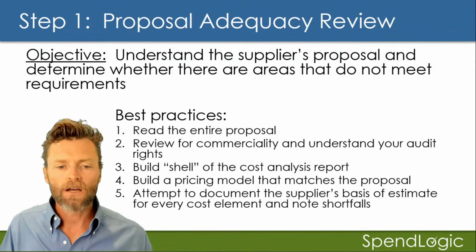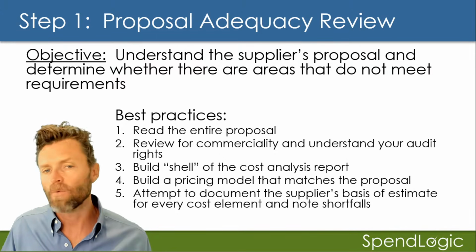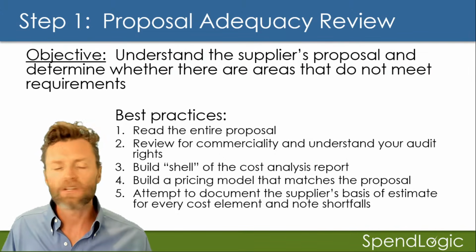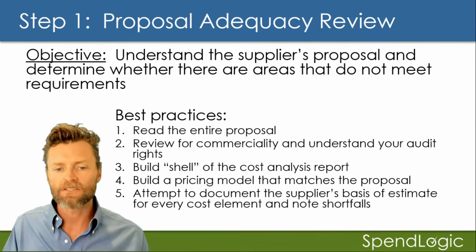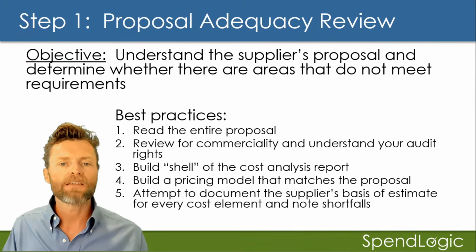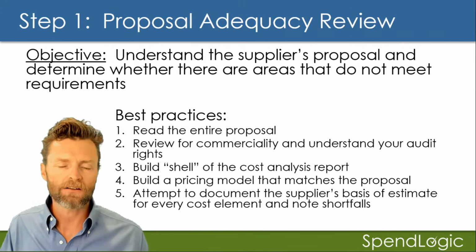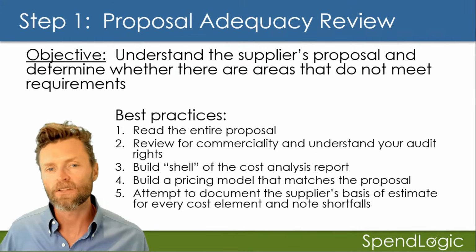So some of the best practices that we have, and I'll walk you through these: read the entire proposal, review for commerciality, build a shell of the cost analysis report, build a pricing model, and attempt to document the supplier's shortfalls, and that's RFI 1. Okay, I'm going to walk you through each of those steps.